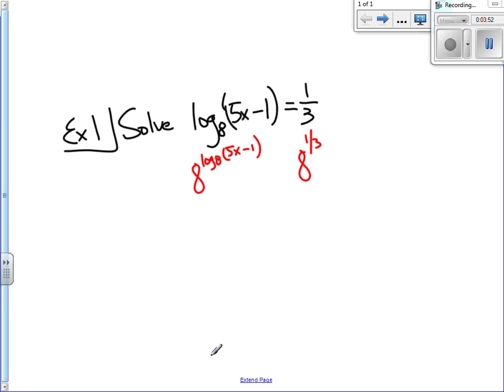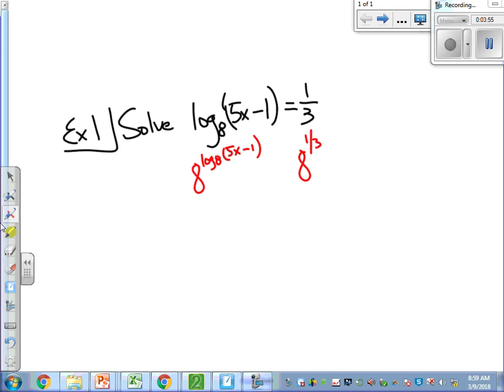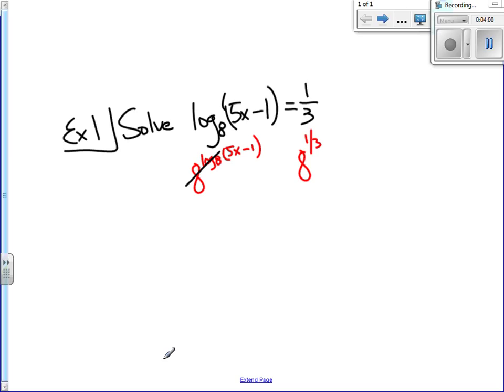All right, so what happens here? What happens here is the 8 and the log 8 go bye-bye. They're inverses of each other. It would be similar to saying -3 plus 3. -3 and plus 3 are inverses of each other. Or 5 times 1/5. 5 times a fifth is 1. 5 and a fifth are also inverses. When this goes bye-bye, the 5x minus 1 drops down. I don't need the parentheses anymore because I'm not really having anything act on 5x minus 1.